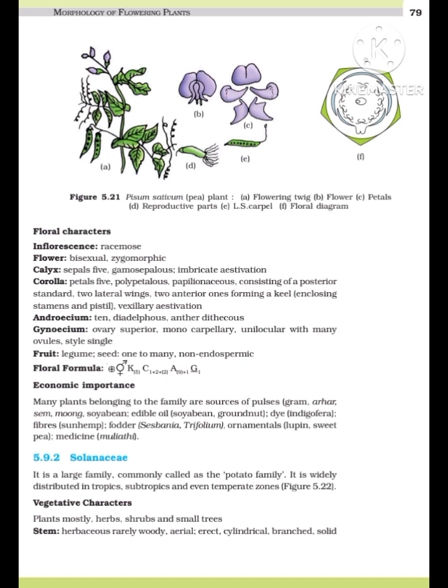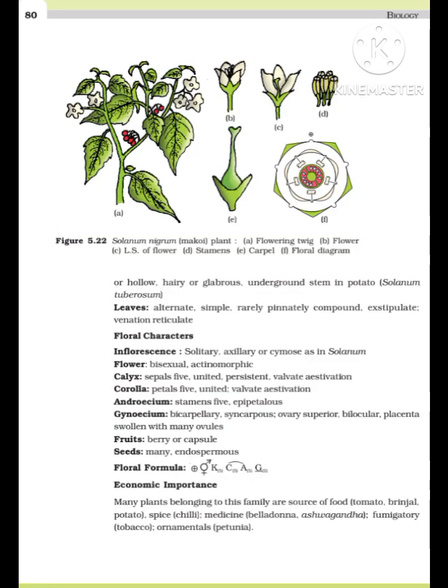5.9.2 Solanaceae. It is a large family, commonly called the potato family. It is widely distributed in tropics, subtropics, and even temperate zones. Vegetative characters: plants mostly herbs, shrubs, and rarely small trees. Stem: herbaceous, rarely woody, aerial, erect, cylindrical, branched, solid.